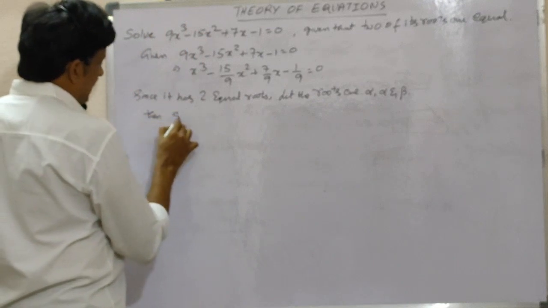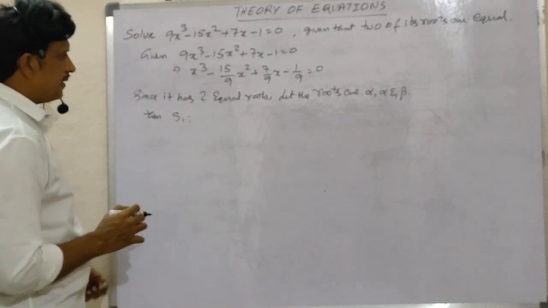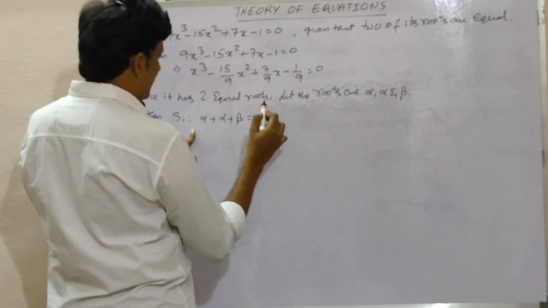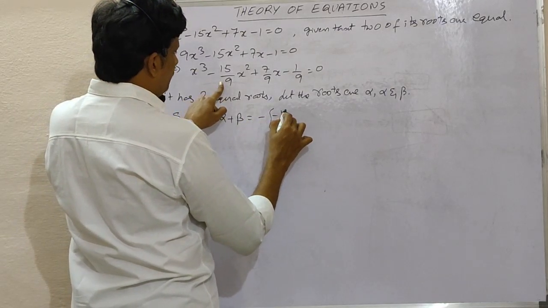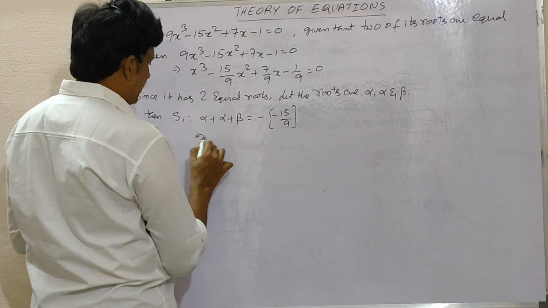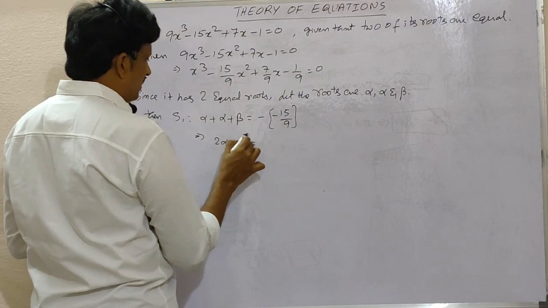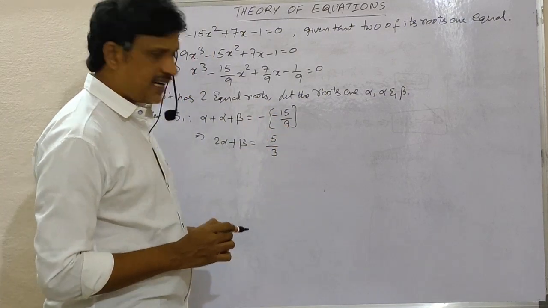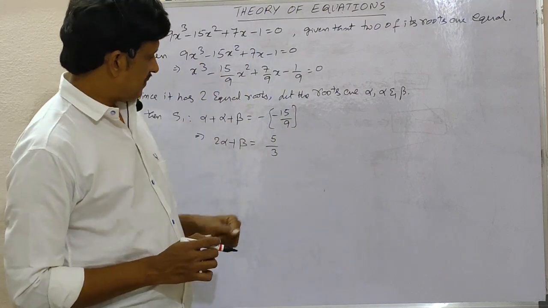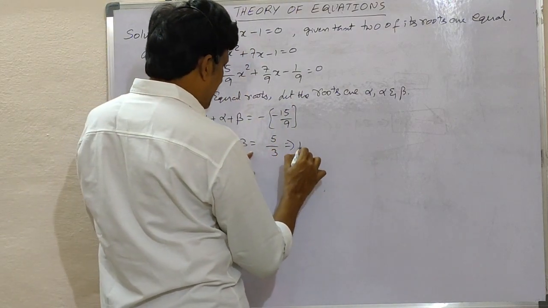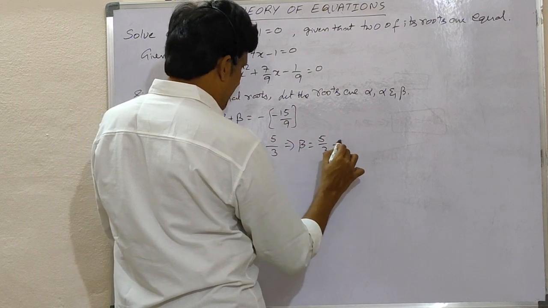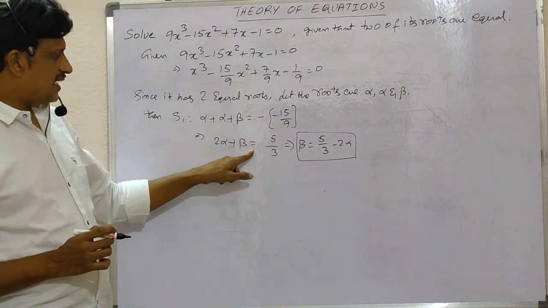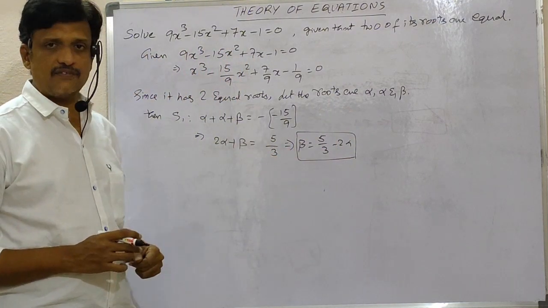Then write S1. Here S1 is the sum of the roots, that is 2 alpha plus beta, equal to minus P1, that is minus of minus 15 by 9. 3 fives are 15, 3 threes are 9, so instead of 15 by 9 we can take 5 by 3. From this we can write the value of beta, which is equal to 5 by 3 minus 2 alpha. The value of beta in terms of alpha is 5 by 3 minus 2 alpha.